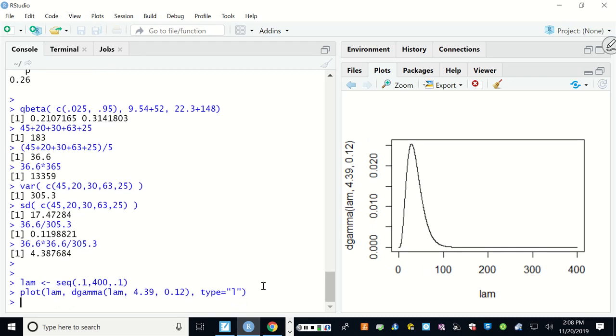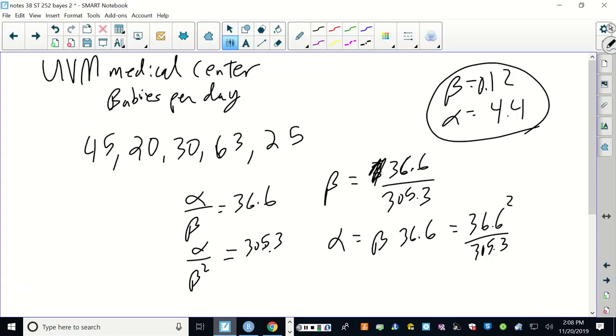Our average is 36.6. Standard deviation, 17, so 30 is in here, plus or minus about 30. Kind of, we're saying a priori, we think it's kind of like that. Now we're going to get some data. We've got to figure out what the answer is.